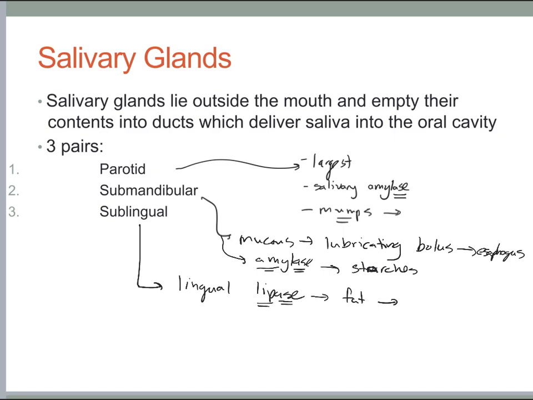So we can summarize our three salivary glands and say that they lie outside the mouth and empty their contents through ducts, which deliver saliva into the oral cavity. We outlined what they did, but we have to remember that the main function is to soften, moisten, and lubricate and start digestion of this food, the bolus, the particular circular bolus that's being formed with your cheeks, your tongue, and your teeth before you swallow it down the esophagus.